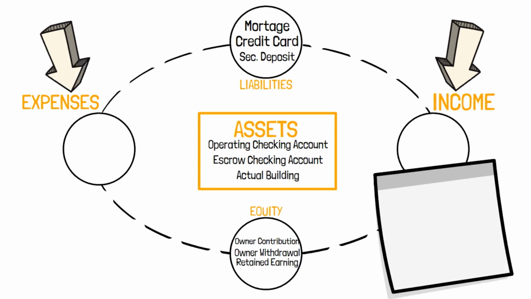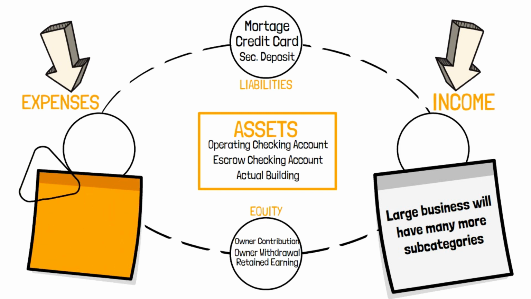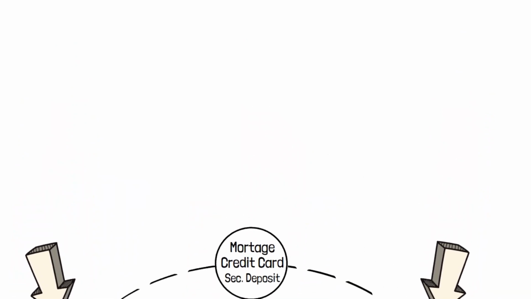If you were to look at the balance sheet of a large real estate or any other large business, you would likely see many more subcategories of accounts under each of these three main categories of assets, liabilities, and equity. These are just details and should not confuse your understanding of the main points. As we cautioned in a previous video, it is particularly important to keep it simple in the beginning in order not to get overwhelmed. As you get comfortable with handling the simple categories at the start of your business, you will be able to take on more detailed breakdown of these categories later.